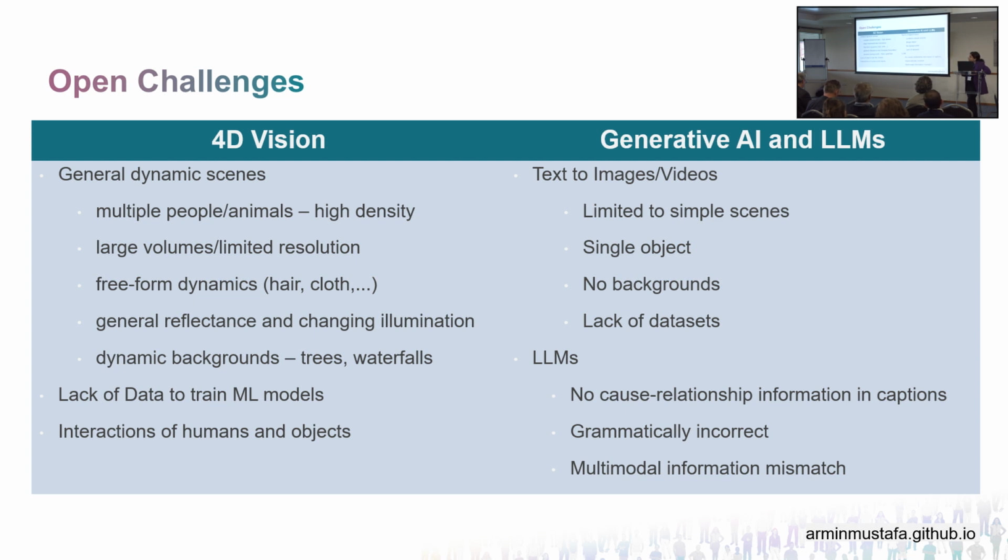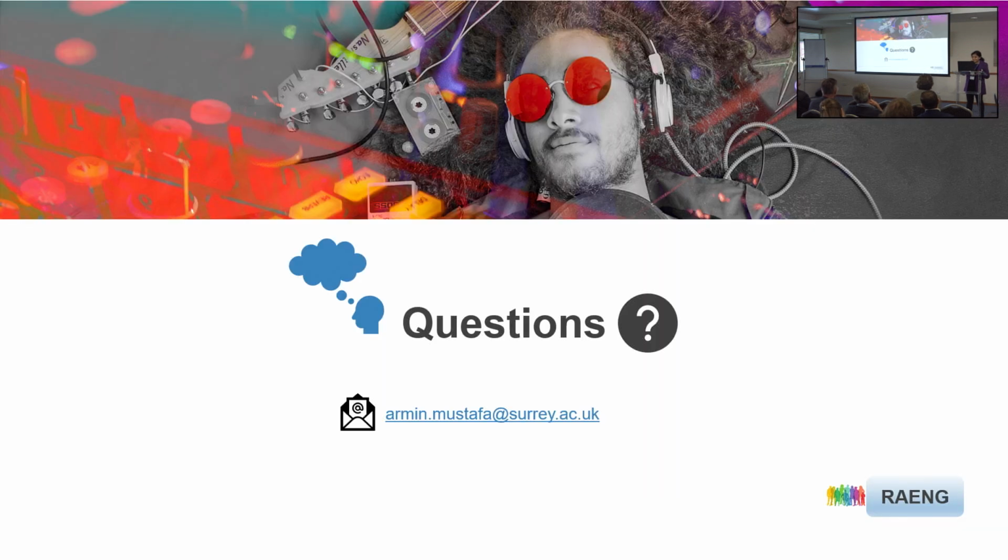For generative AI and LLMs, they're still limited to simple scenes. For example, when generating text to images or videos, very complex backgrounds cannot be generated, and the same holds for people image generation. Again, the lack of datasets. And in LLMs, there is the issue of causal information: when generating captions from videos, the causal information is missing. Our next work is towards getting that causal information into the textual descriptions themselves. And when working with multimodal information, audio, video, and text together, there's still a lot of mismatch between this information, and how to align it to generate more cohesive output is still an open research area. Yeah, thank you.